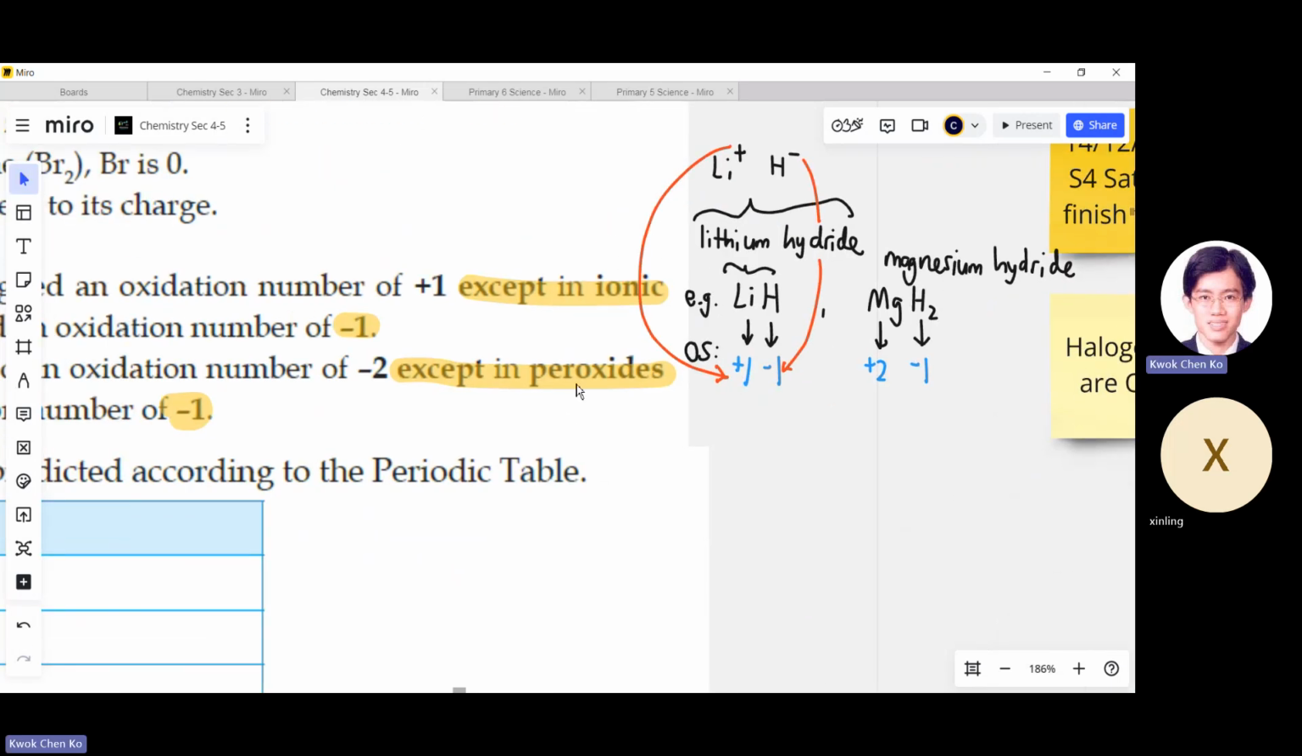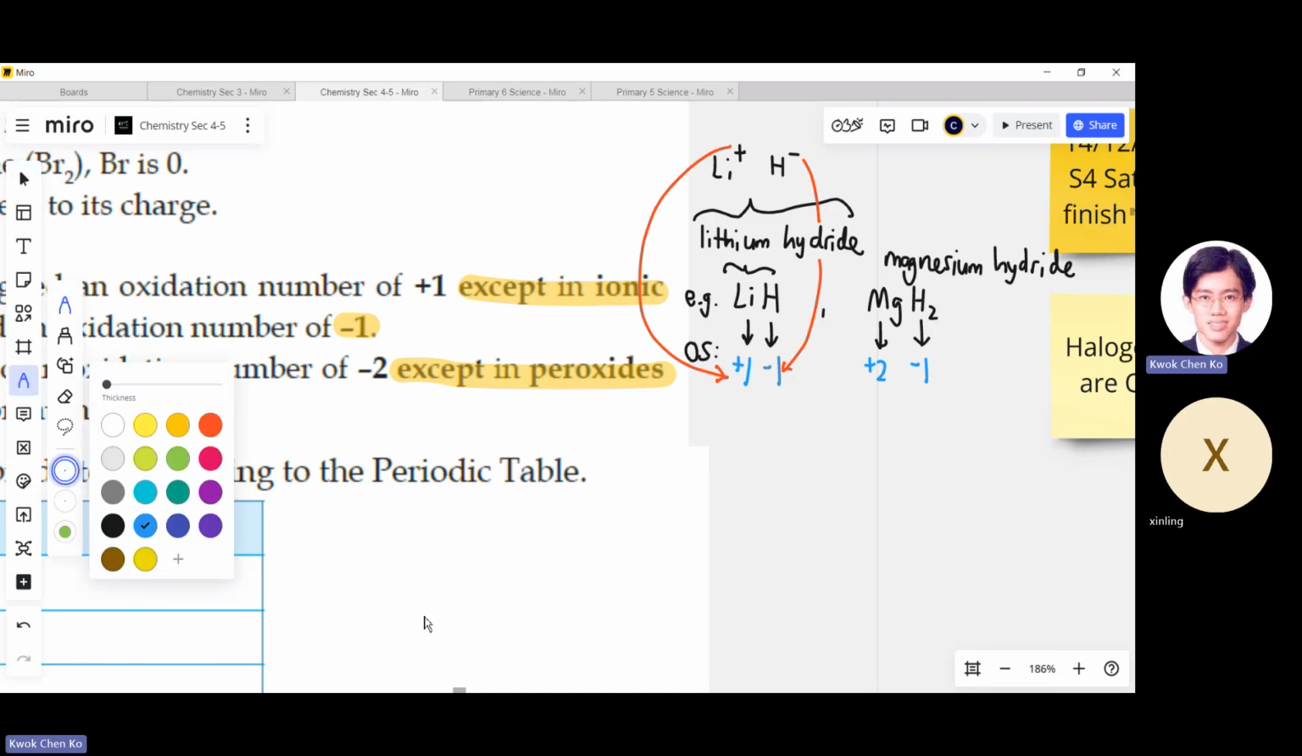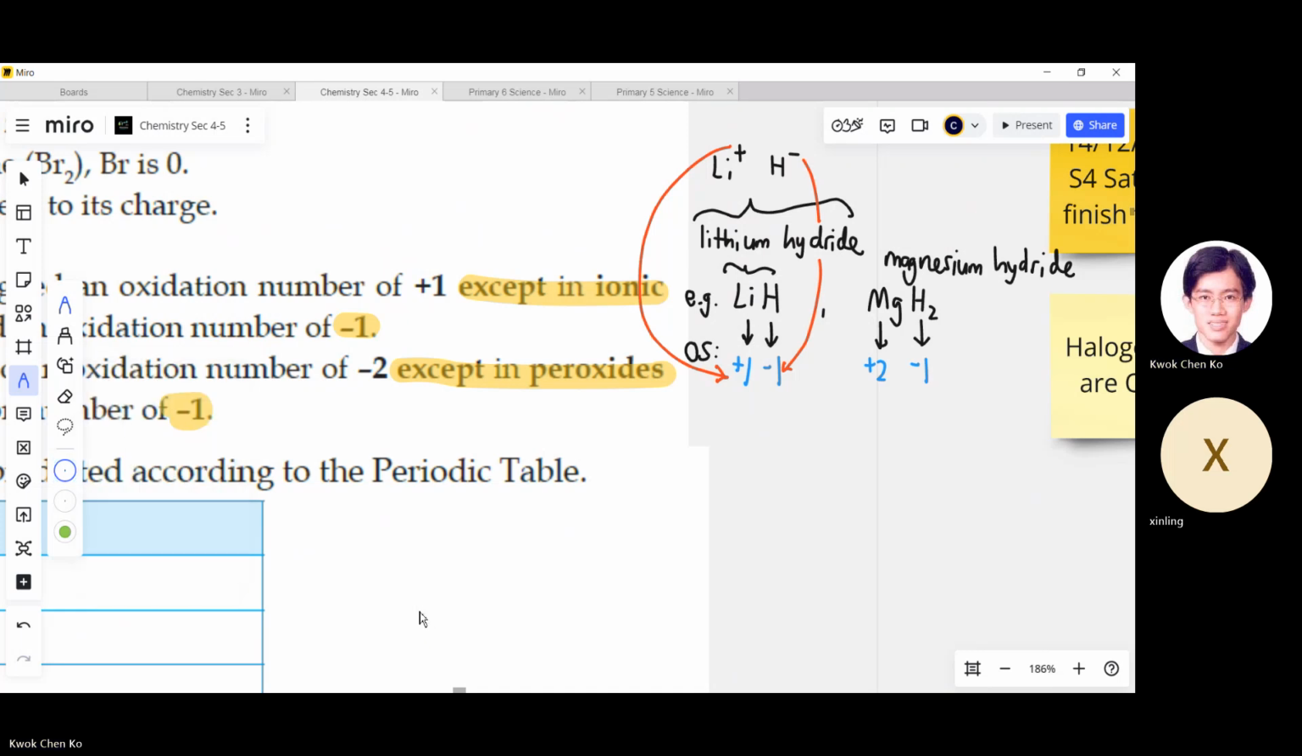How about this? Peroxide. What is peroxide? I'll give you the most common example, which is likely to come up for your exam, even for practical. H2O2.